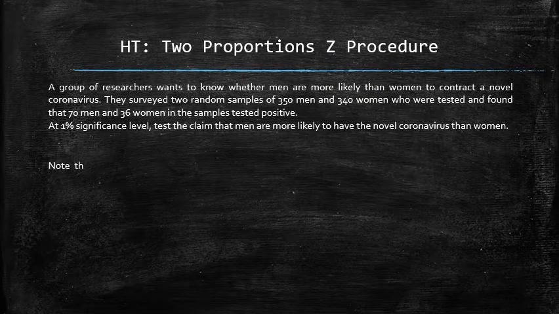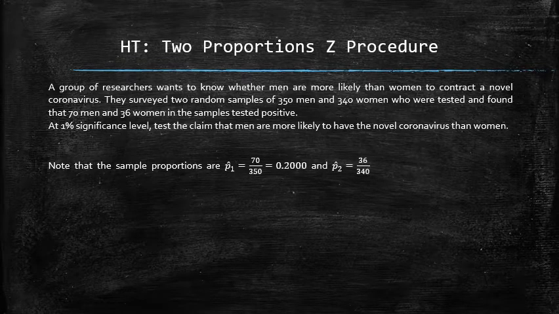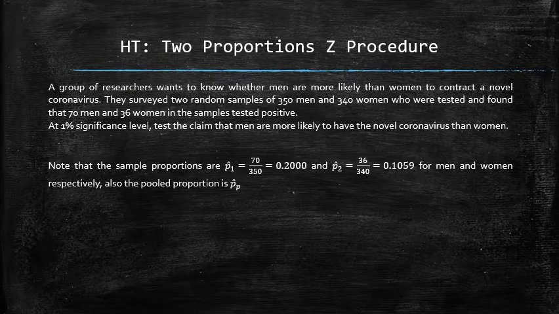First, let's note that the sample proportions are 20% and 10.59% for men and women respectively. Also, the pooled proportion is 15.36%.